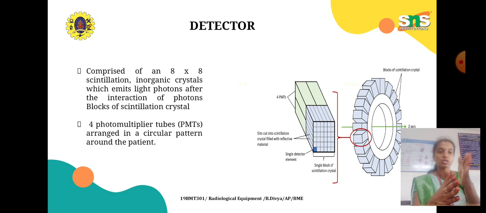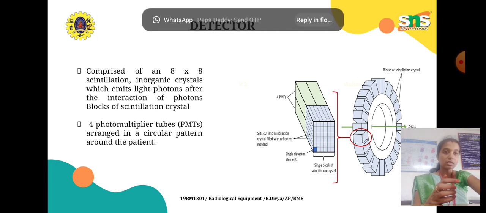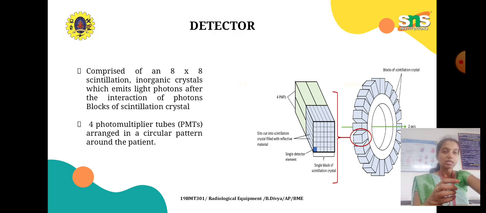Blocks of scintillation crystals with 4 photomultiplier tubes are arranged in a circular pattern around the patient. You can see the blocks of scintillation crystals in this wheel. This one is called one block. This complete pack, as you can see in the diagram, will be placed in the circular detector ring around the patient. The patient will be along the Z axis, as I mentioned here.